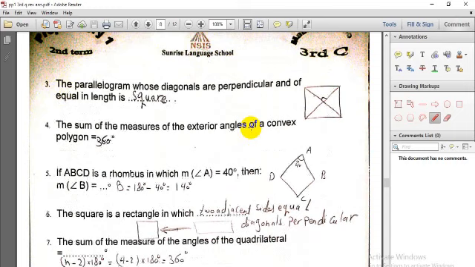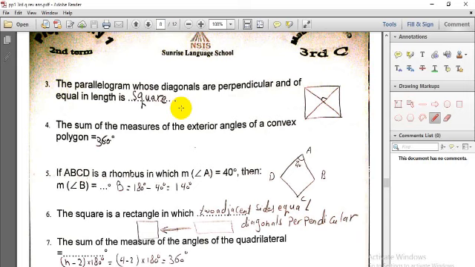Let's see number 3. A parallelogram whose diagonals are perpendicular and of equal length. Look here, if he told me perpendicular only, it will be a rhombus. But because he tells me that the two diagonals are equal in length and perpendicular, that means it's a square.